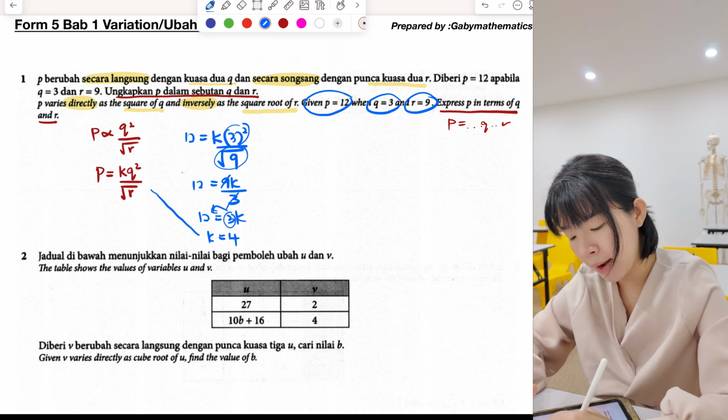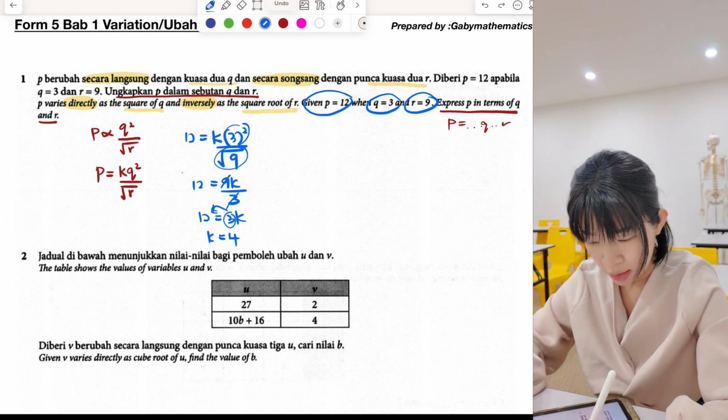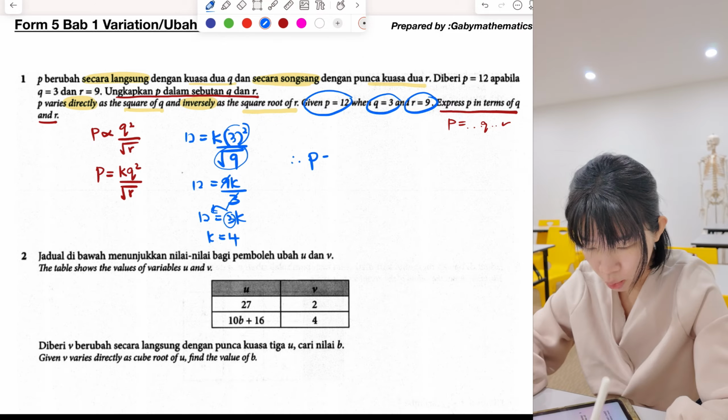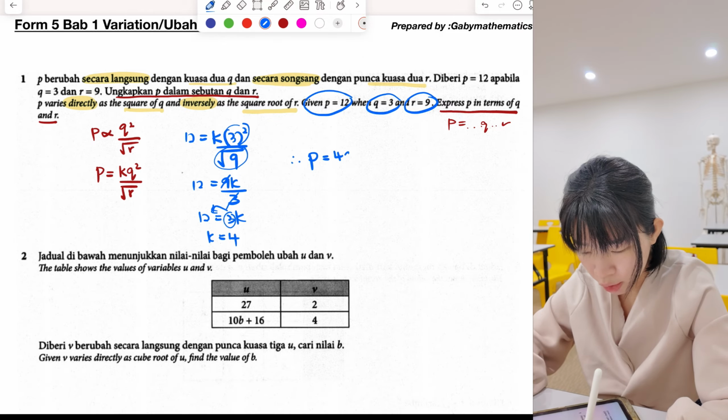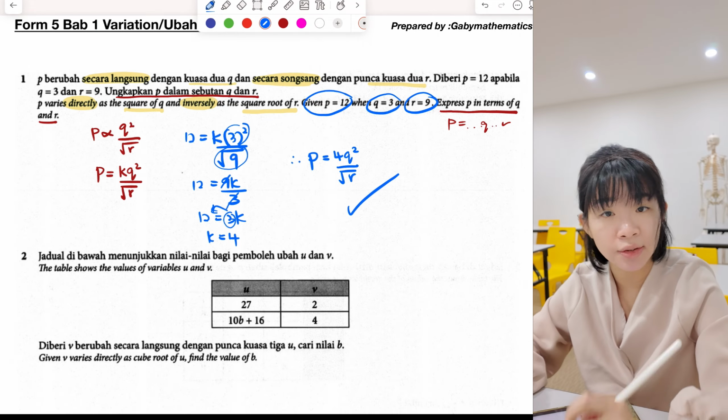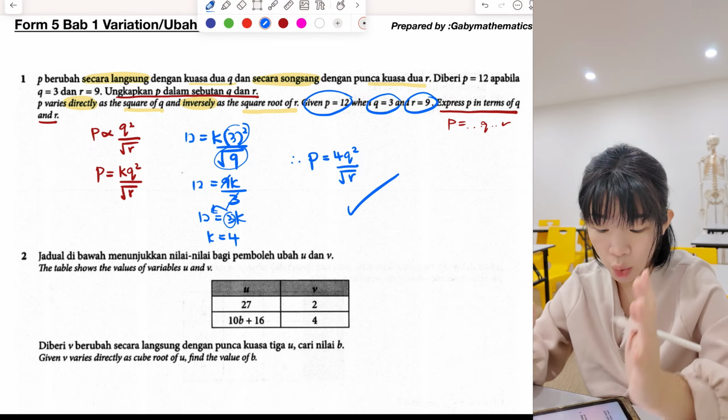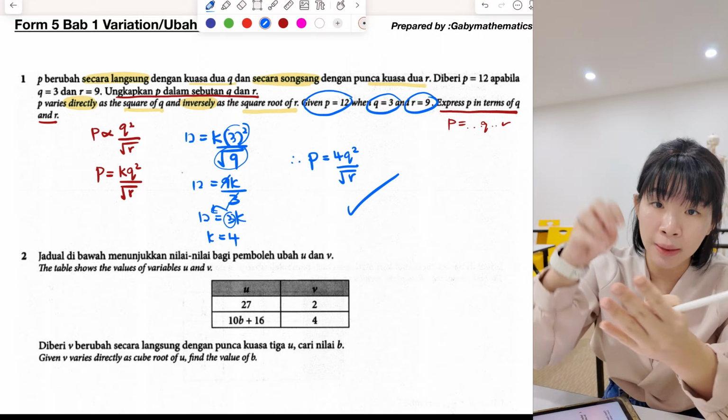So we need to sub it back into this equation. We write the equation one more time. P equals K is 4, 4Q square over square root R. Then done. So this is a complete equation. Once we have found K, the K needs to be put back.